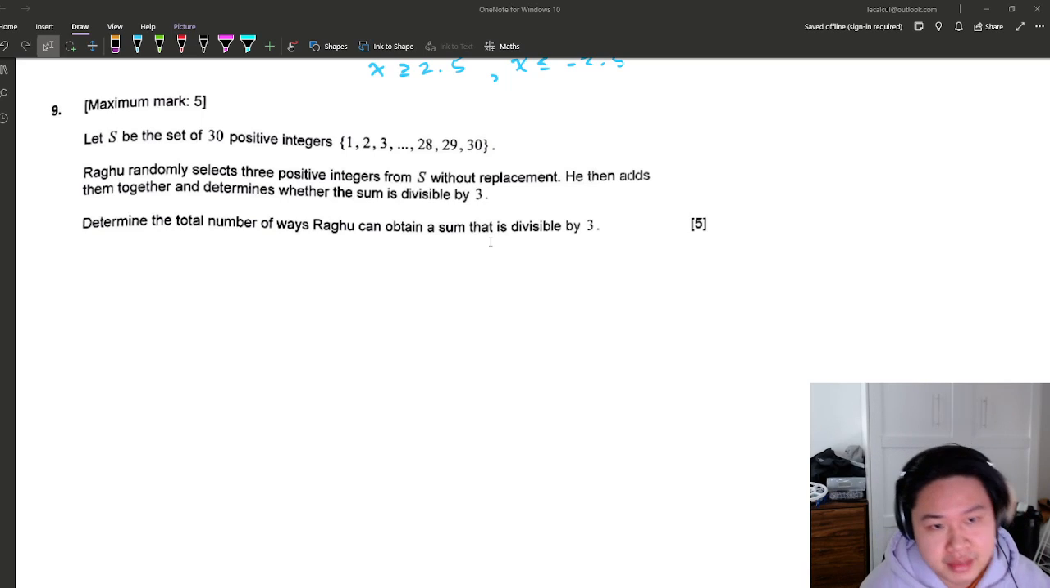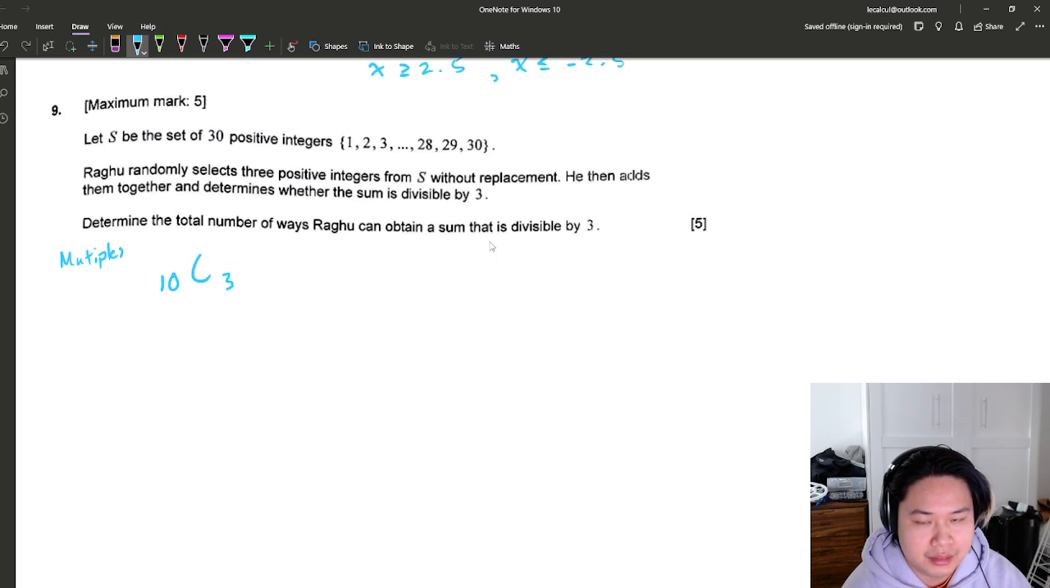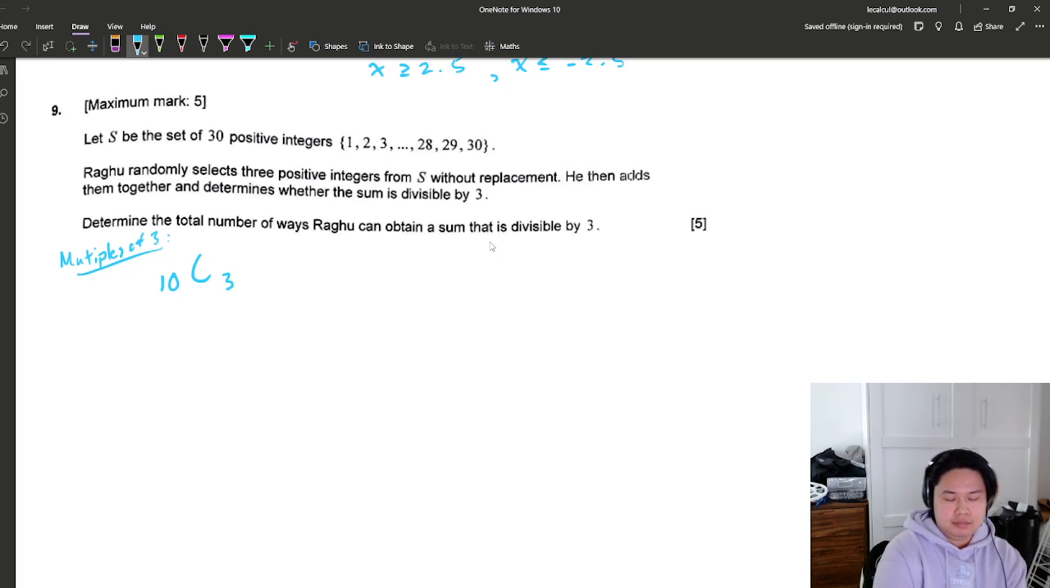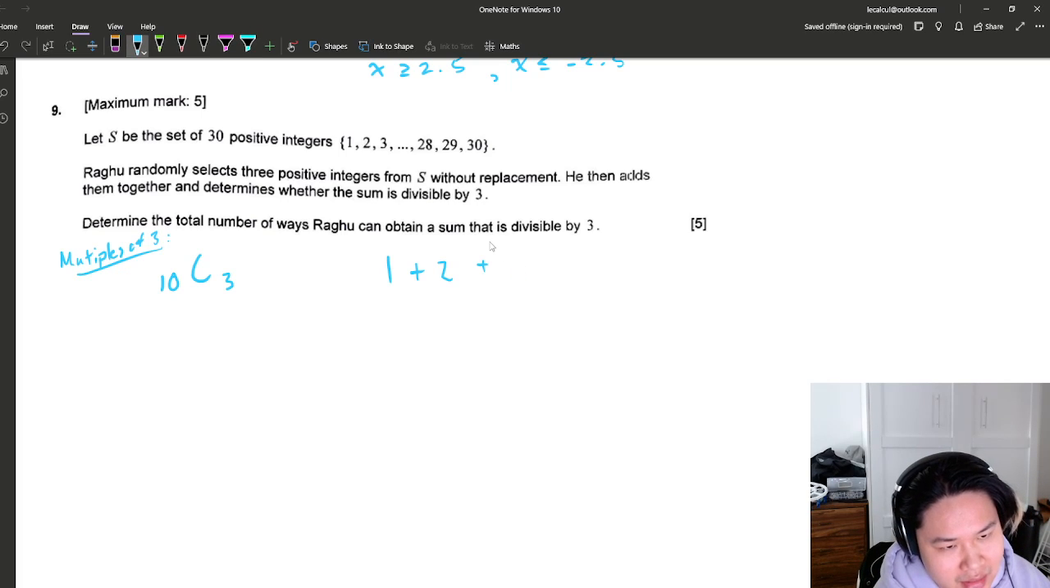Okay, let's see. Well, you could add the multiples of 3 together. So how many multiples of 3 are there from 1 to 30? There should be 10, right? So you could select any of these ones. So these are multiples of 3 added, and that'll always be divisible by 3. But then there's so many ways that you could do this. Because you could add 1 and 2 and 3. And then you could also do 1 and 2 and 6. And 1 and 2 and 9.